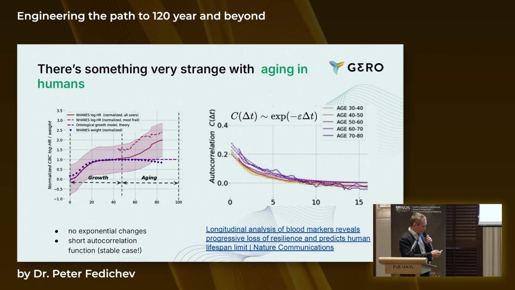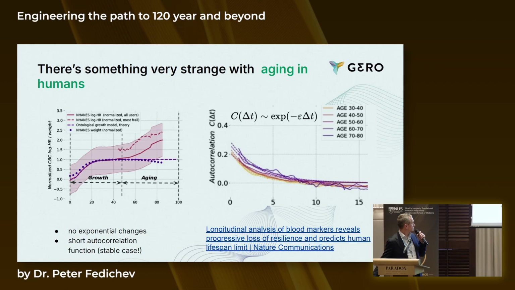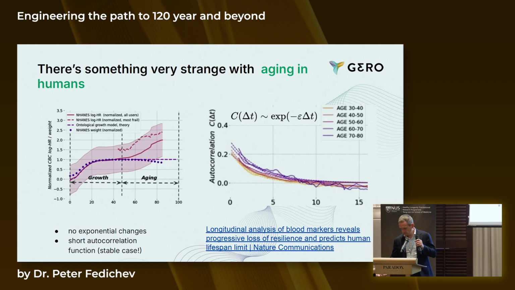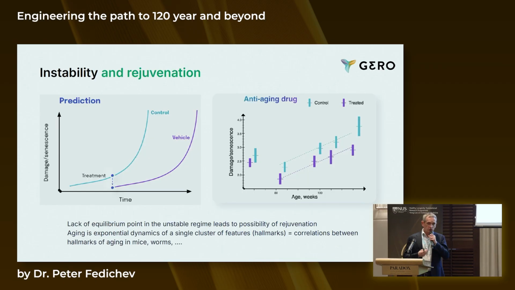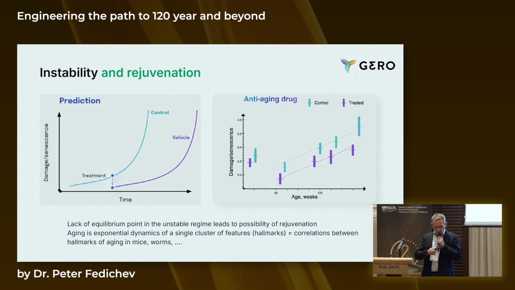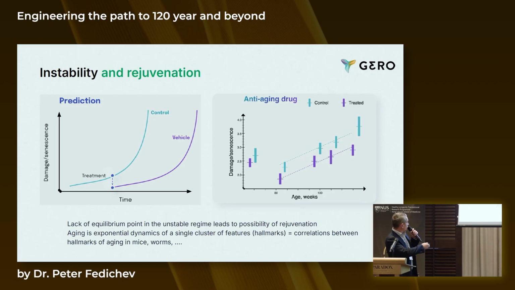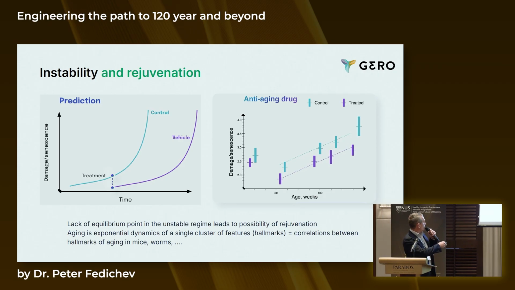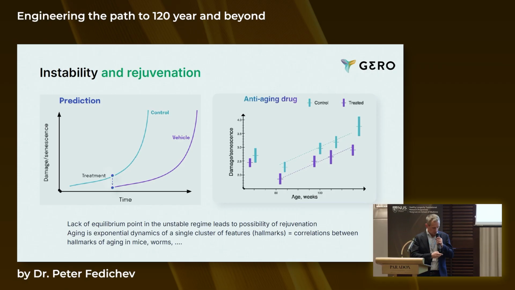If the autocorrelation function doesn't want to decay, it means that the system has memory. Meaning that if you have an anti-aging intervention at some young age, even if the intervention is given for a short time, the effect of the intervention should stay with the system forever. And that's exactly what happens in experiments in mice.